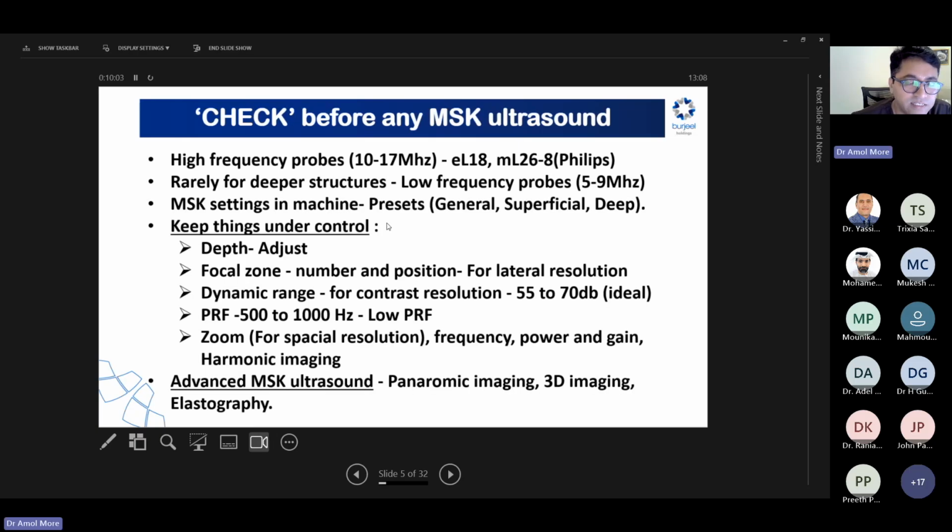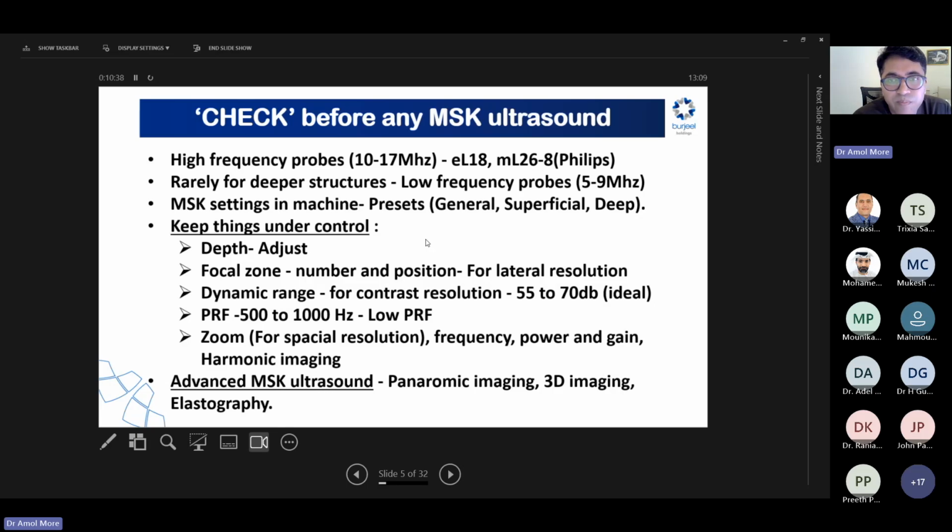There are a few checklists which we should know when we see any joint on ultrasound. Always we use high frequency probes, like 10 to 17 megahertz. With us, we have Philips probes. Commonly we use the EL18, and Philips now has the ML26 as well, which is a high frequency hockey stick probe. Rarely, we use convex probes for the deeper structures, which are like 5 to 9 megahertz.